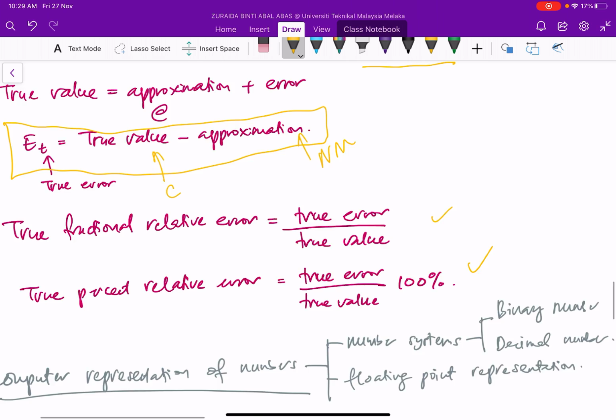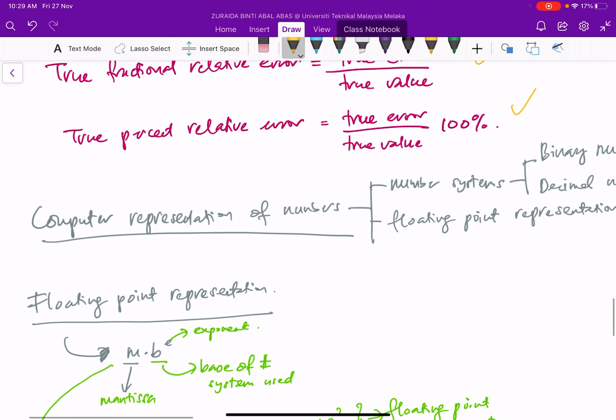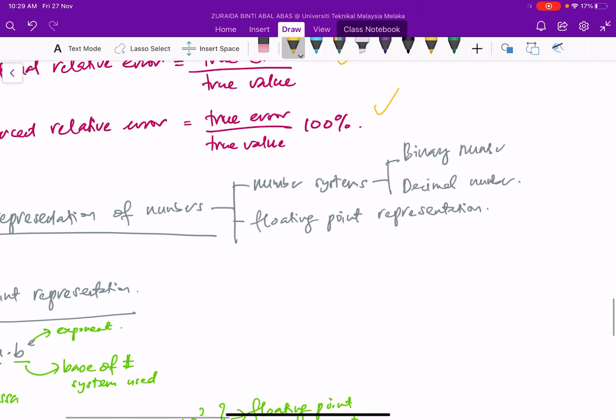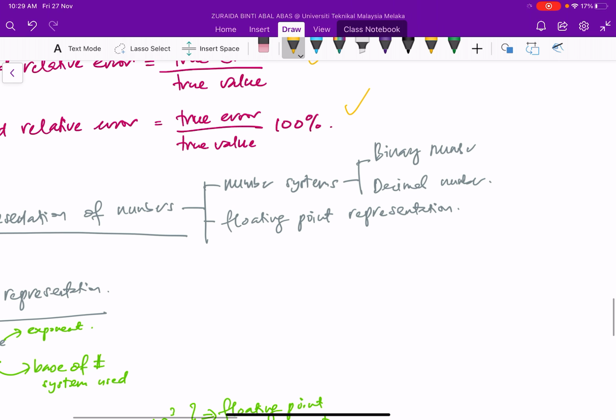Moving on to computer representation of numbers. You need to know the number systems, whereby computers always store our numbers in binary, and also the decimal numbers that are very familiar to us. You also need to know how to represent floating points. In other words, how to determine these floating point representations.